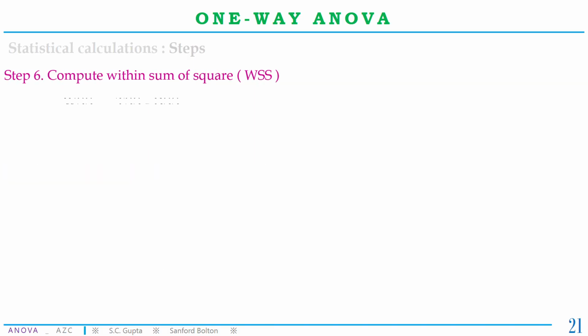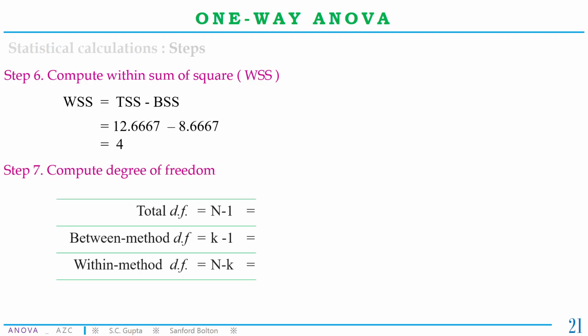Step 6. Compute within sum of square, WSS. WSS obtained is 4. Step 7. Compute degree of freedom. Total degree of freedom is 11. Between method degree of freedom is 3. And within method degree of freedom is 8.